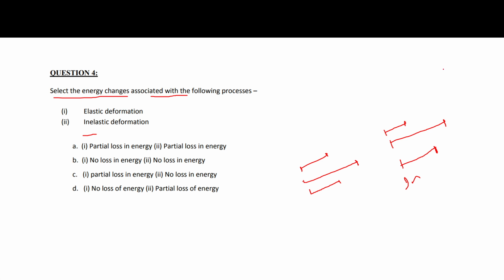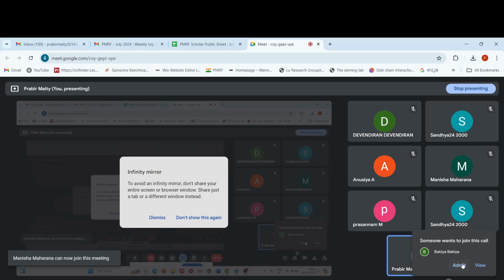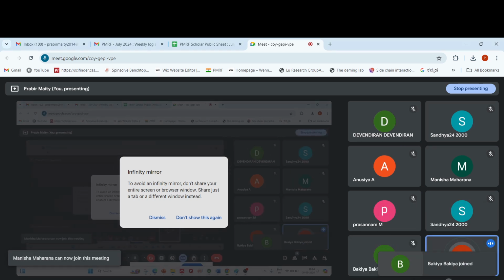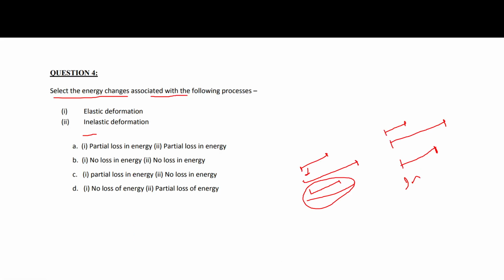So when you're talking about elastic deformation, what about energy? You are not losing anything. You come back to the original position. So there will be no loss of energy during this elongation or deformation. But with inelastic deformation, you are losing some material properties, you are losing some energy of this material. So that is called non-elastic deformation.